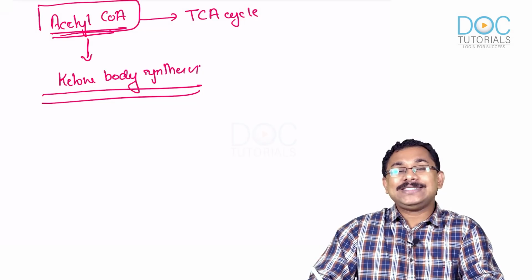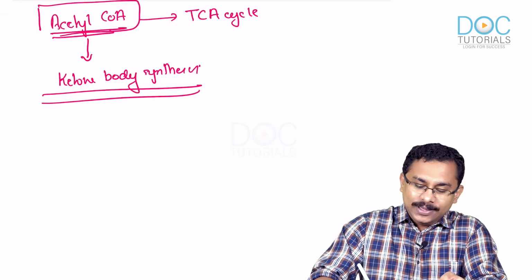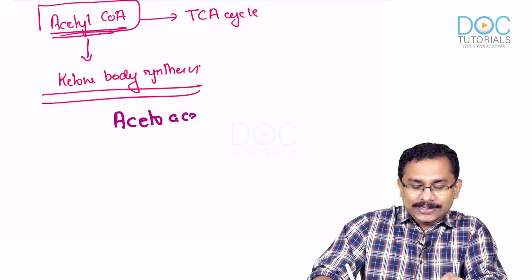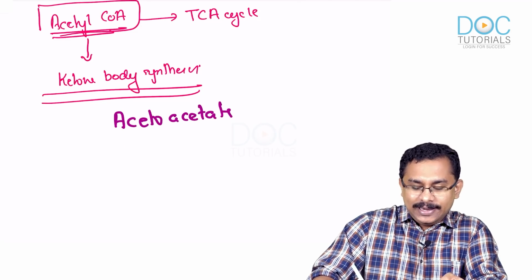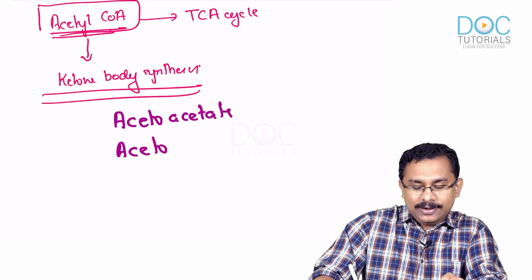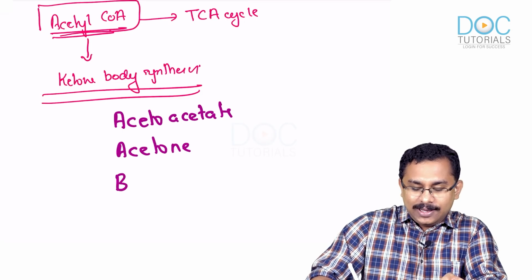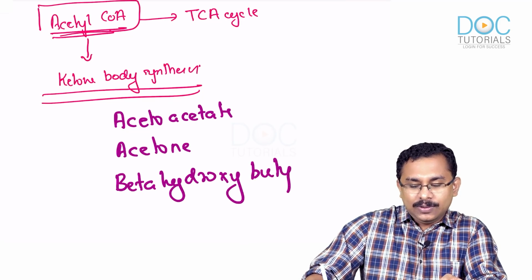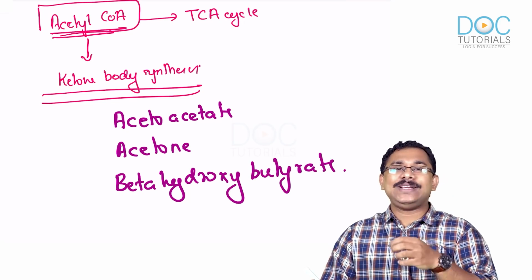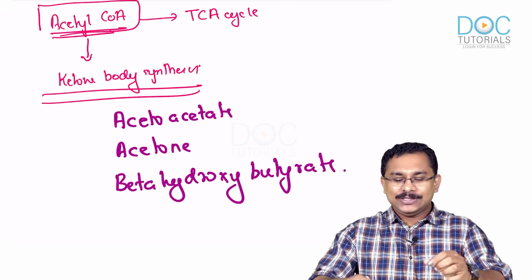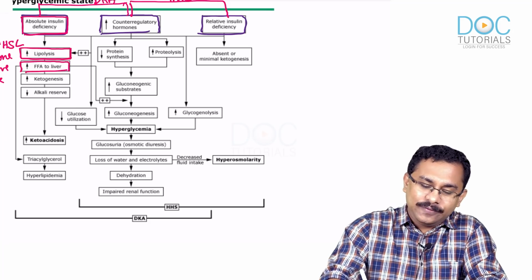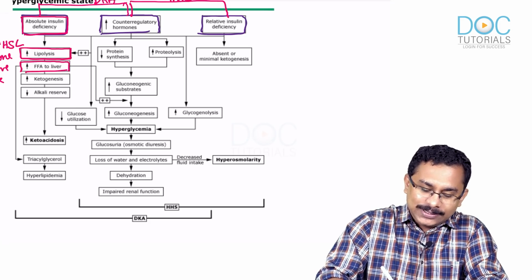And what are the major ketone bodies that are formed? You will have acetoacetate, acetone, and beta hydroxybutyrate. These are the major ketone bodies that are formed. I hope you understood now how these ketones are actually formed in diabetic ketoacidosis.